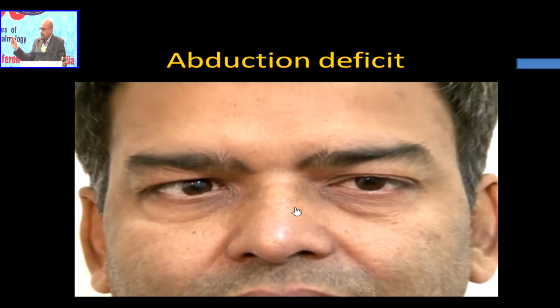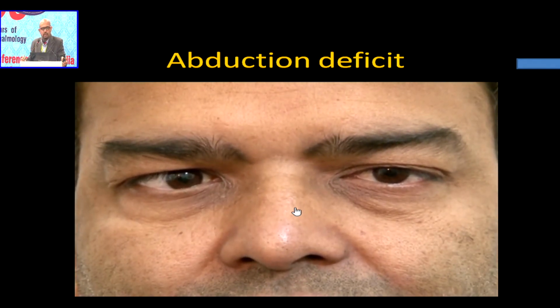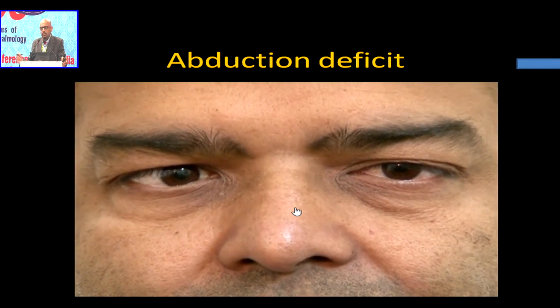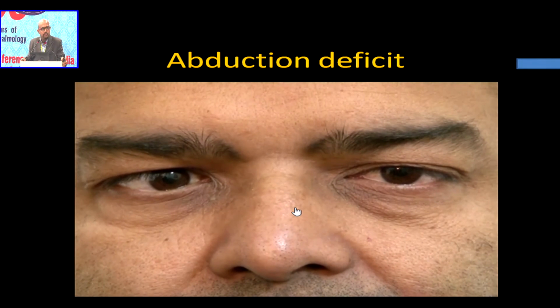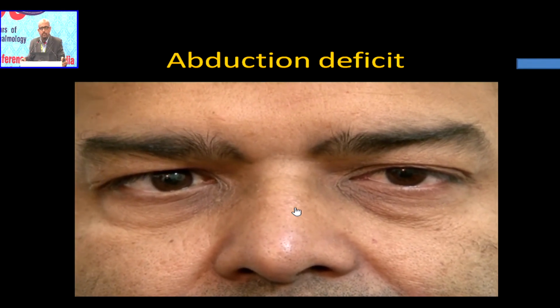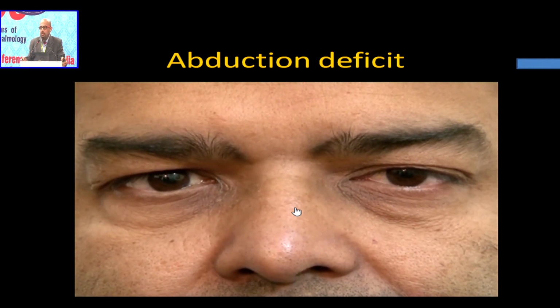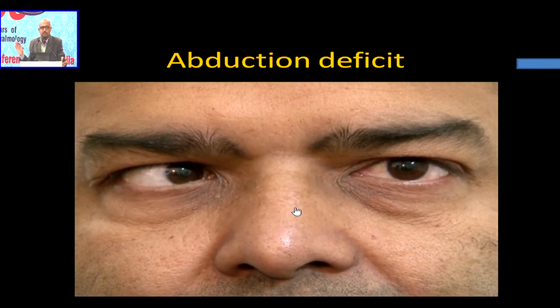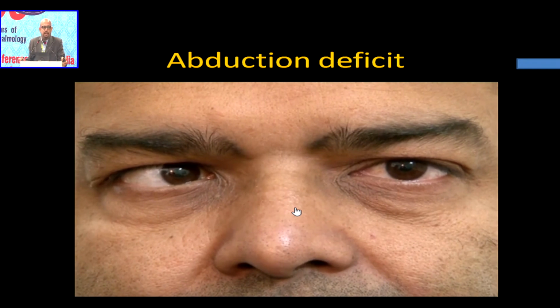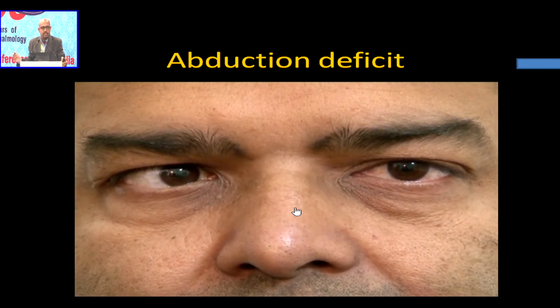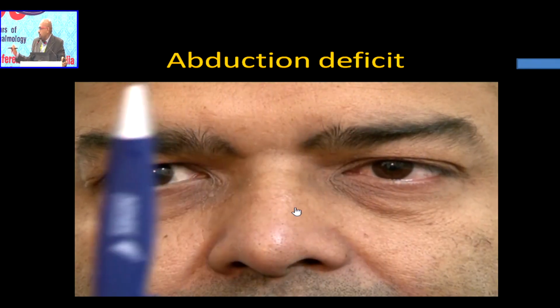So why is there a right esotropia here? You had a problem with the left eye not abducting, right? So why is there a right esotropia? Why is there no left esotropia? Because the left eye is the dominant eye. The patient is fixating with the left eye, that's why the right eye has gone into esotropia.